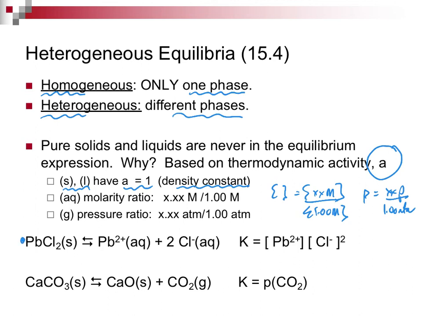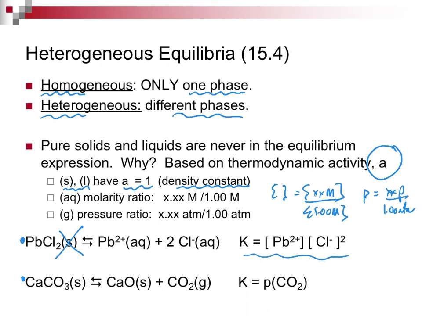So I give two examples. The first one is with lead chloride breaking down to form lead cation and chloride anion. I do not include the solid. And as you look at the K, there is the expression, there is no lead chloride in it. My second example, there's a little bit more built into this than meets the eye.